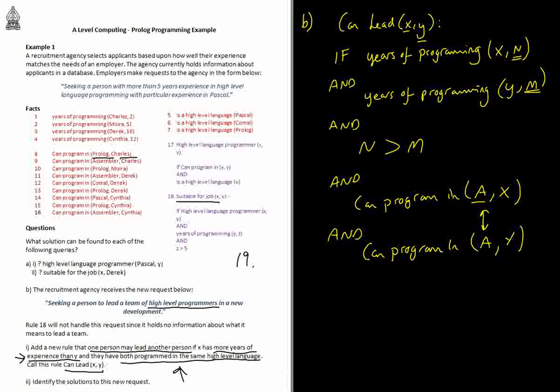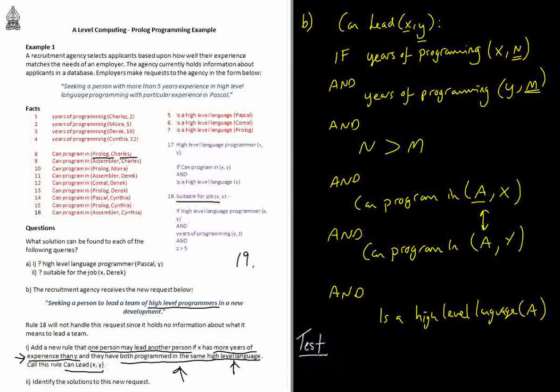But crucially, that's got to be a high-level language. So I need one more element to my rule. So I put and, and then I'm going to do this. Is a high level language A? And if that's true, then I'll stop. Now what I've got to do here is test this out, because I think I've got my rule. So let's test that out.